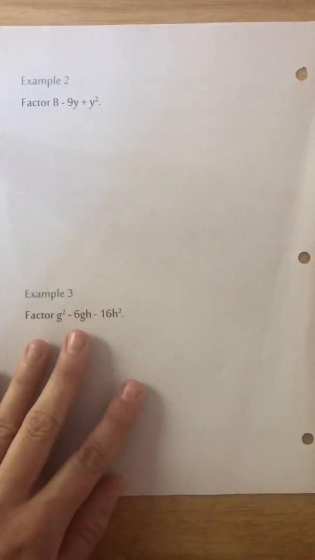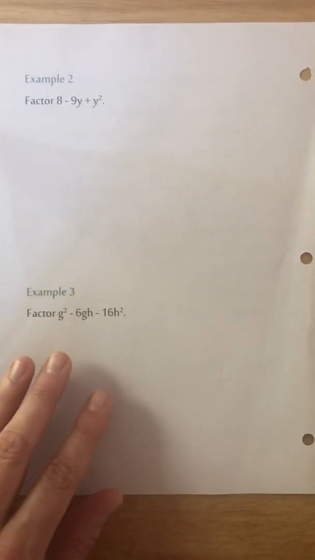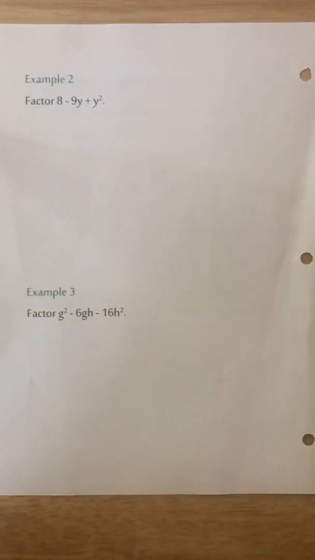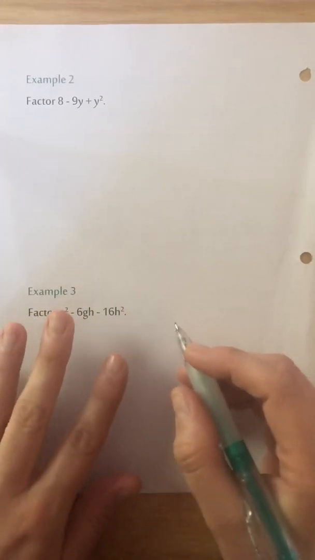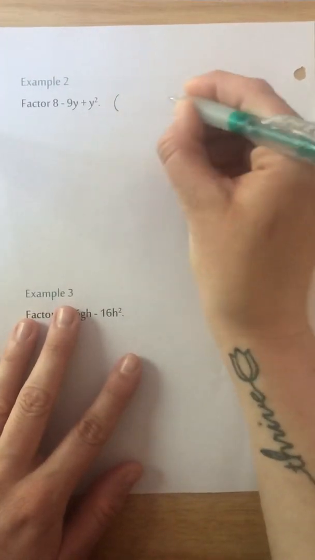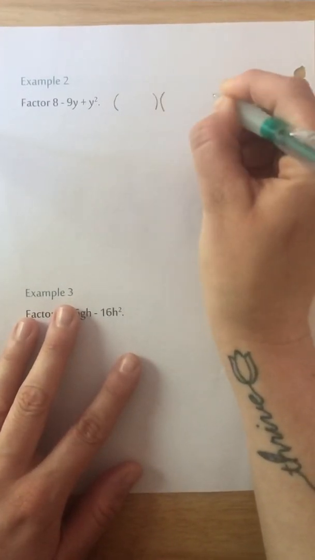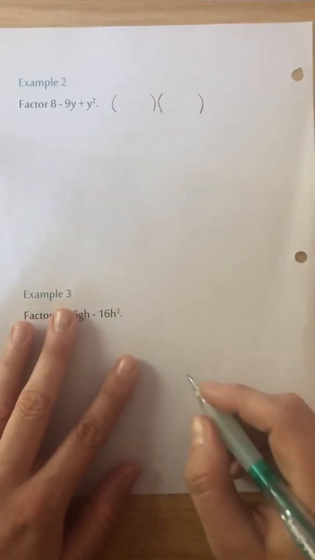All right, let's try number 2. Now number 2 looks a little bit different, doesn't it? Because the variables are in the back of the problem, not in the front of the problem. All that means is they're going to go in the back of the parentheses. What else is different is we have a minus sign. So let's see what happens there.